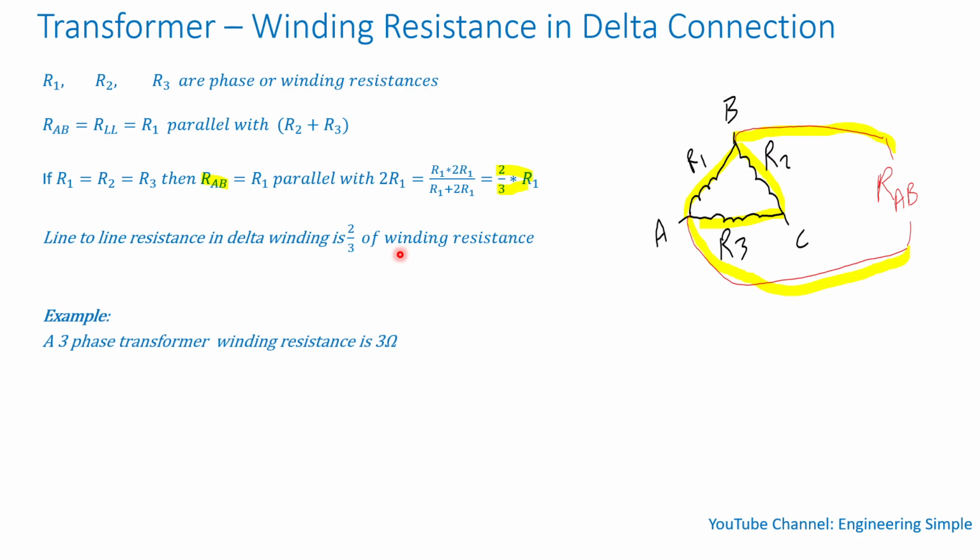So let's do an example. We have a three-phase transformer with a winding resistance of 3 ohms. So the phase-to-phase resistance is 2/3 times 3, which is just 2 ohms.